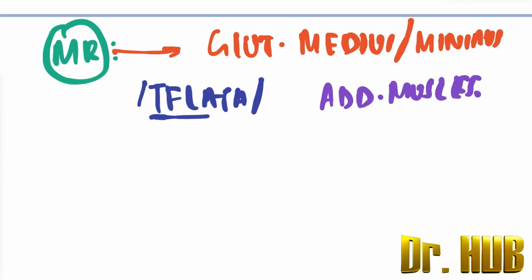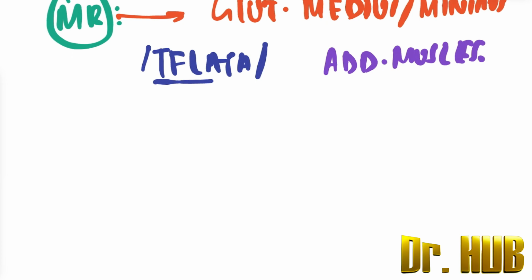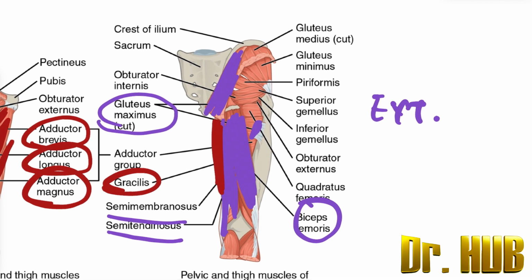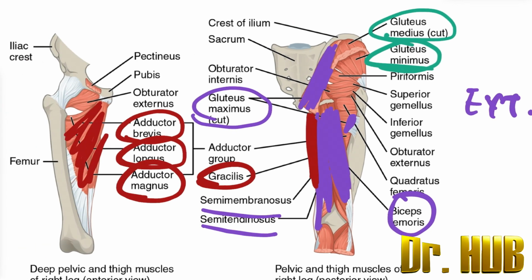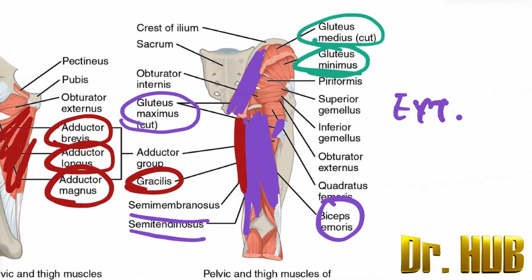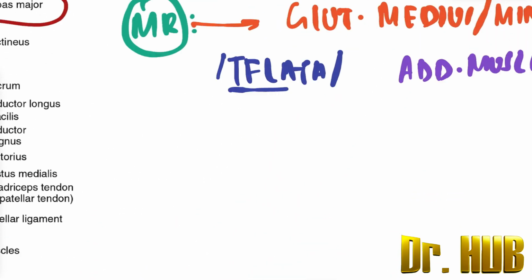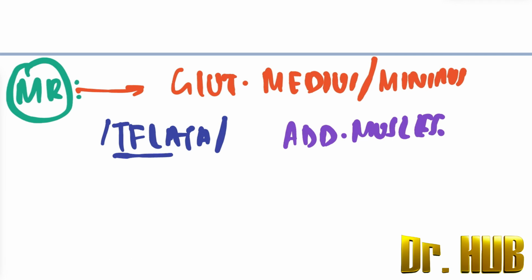So let's try finding it out in the images. We saw the presence of the gluteus medius. There is the gluteus medius, there is the gluteus minimus, there is presence of the gluteus medius, as well as a tensor fascia lata and also the adductor muscles. Tensor fascia lata, as well as the presence of the adductor muscles. So all these are involved in the medial rotation.